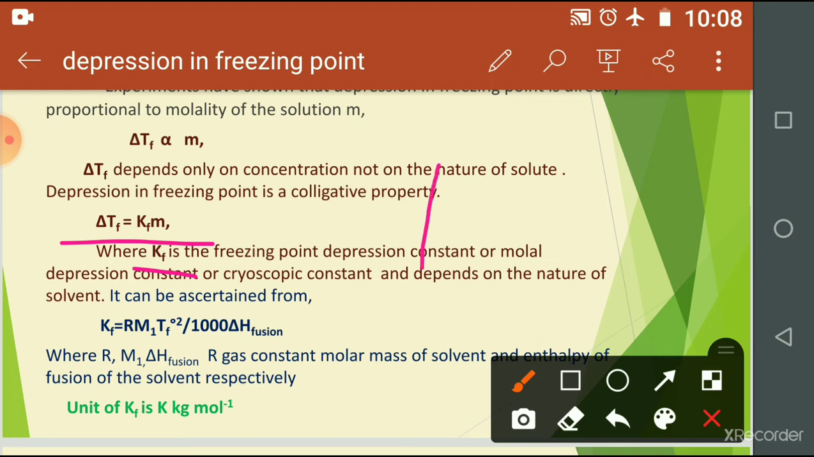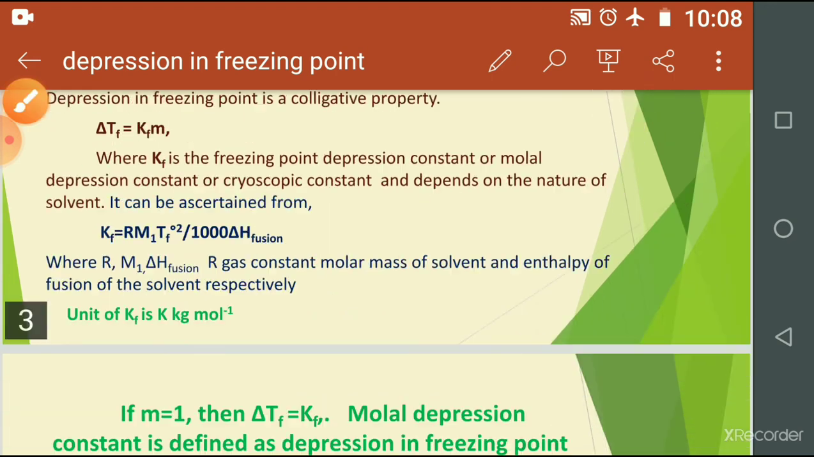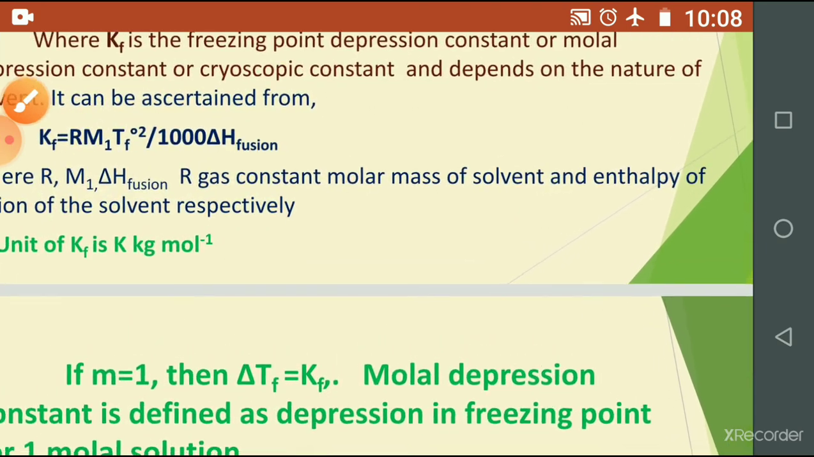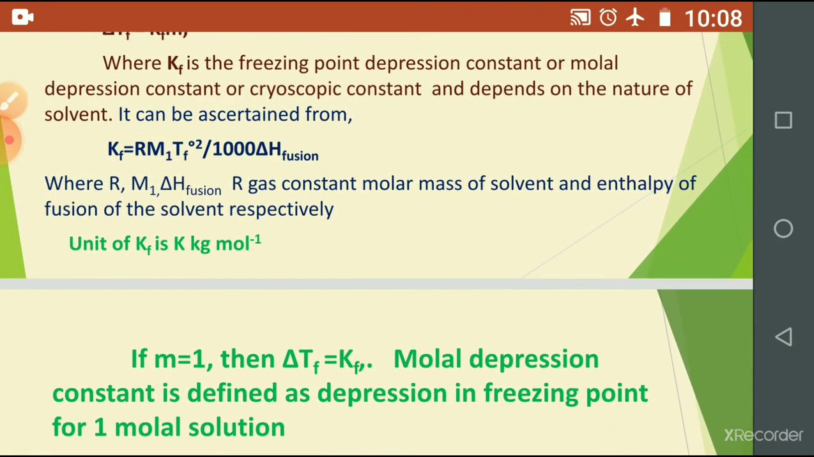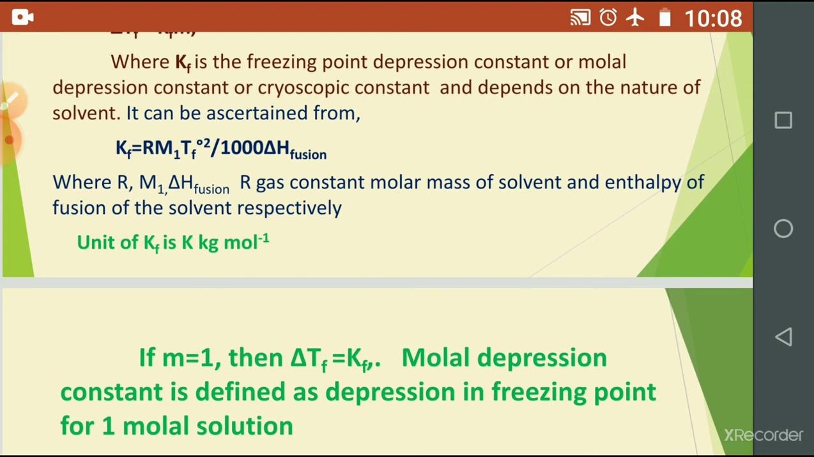It can be ascertained from the equation Kf is equal to R M1 T0F squared upon 1000 into delta H of fusion, where R is the gas constant, M1 is the molar mass of the solvent, T0F is the freezing point temperature of the solvent, and delta H of fusion is the enthalpy of fusion of the solvent respectively. Now, what should be the unit of Kf?